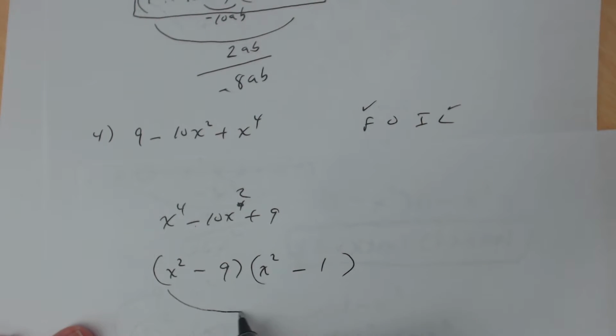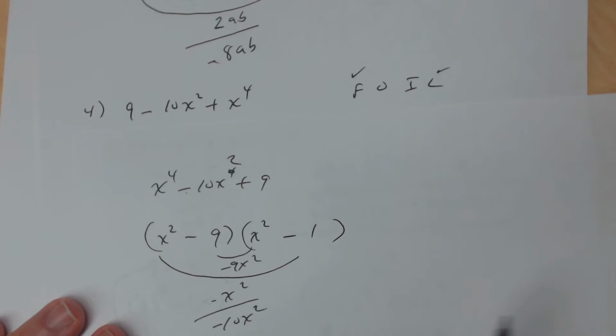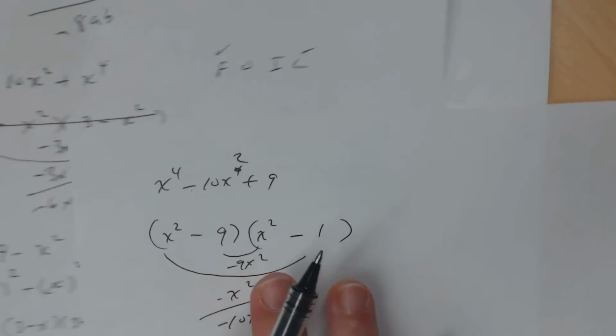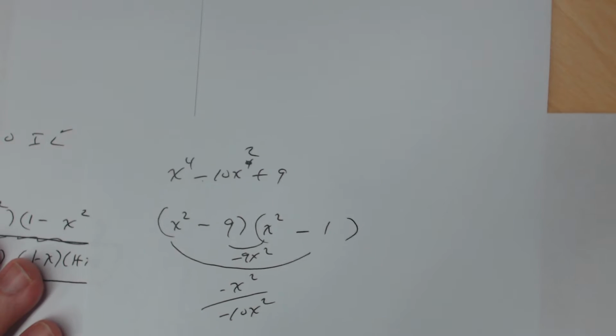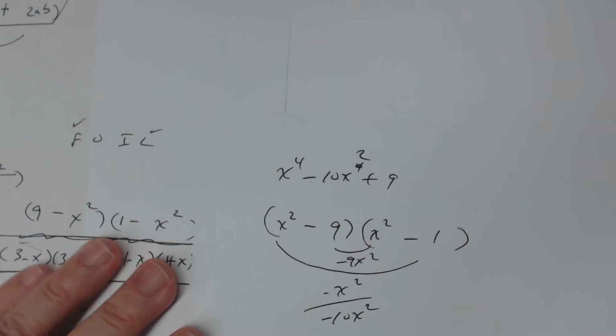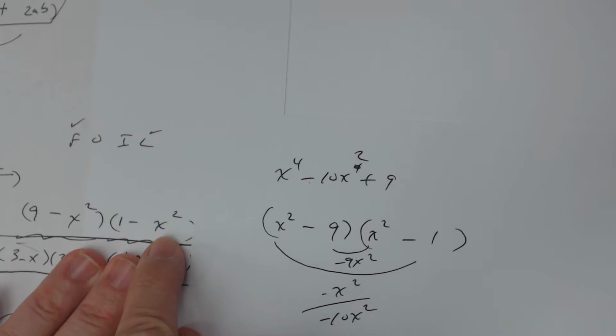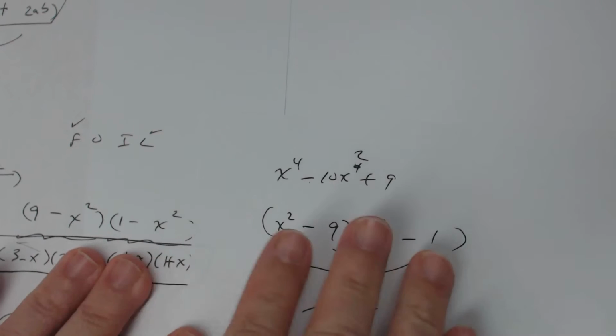And again, if you check yourself, this is negative x squared. This is negative 9x squared. When I add them up, I get a negative 10x squared. Okay? So notice how that looks different than this right here. You see how this was 9 minus x squared, this is x squared minus 9. This was 1 minus x squared, this is x squared minus 1. All right? They're both correct.